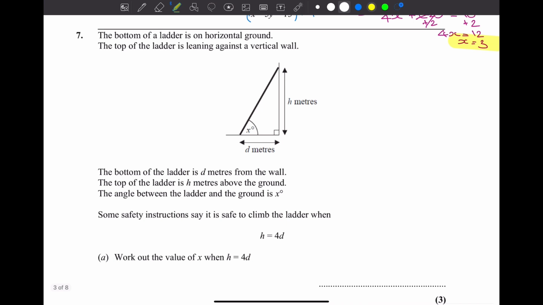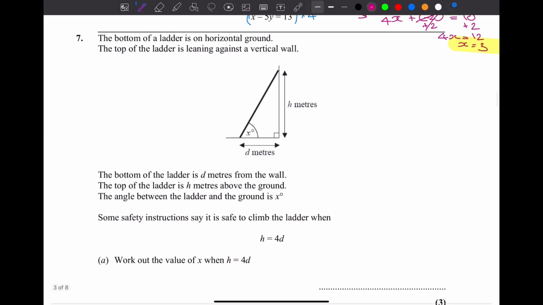Question number 7. The bottom of the ladder is on a horizontal ground. You could see that. Work out the value of x when h is equal to 4d. Okay, remember this is your hypotenuse because you're doing angle trigonometry. That will be the opposite, and this will be the adjacent. Okay, so you have opposite and adjacent, which formula is tan of x is equal to.